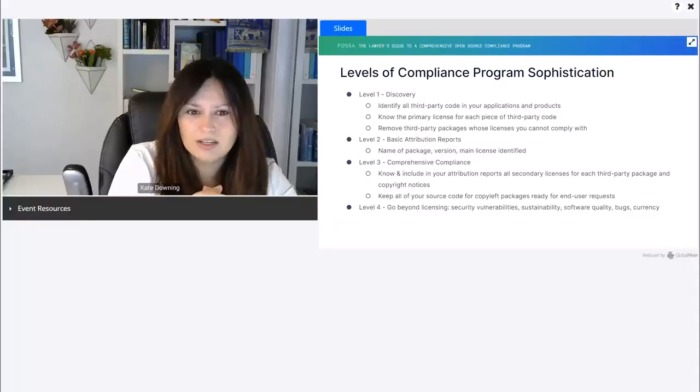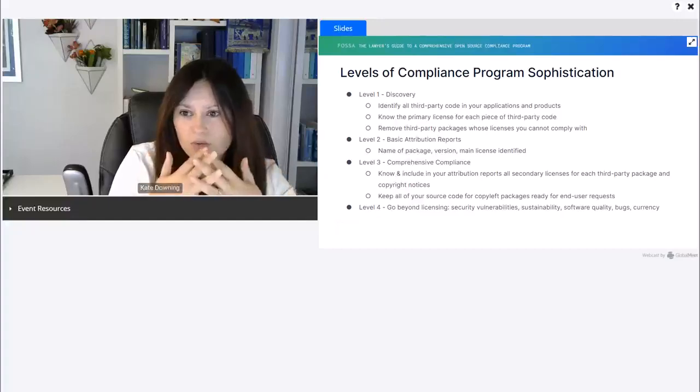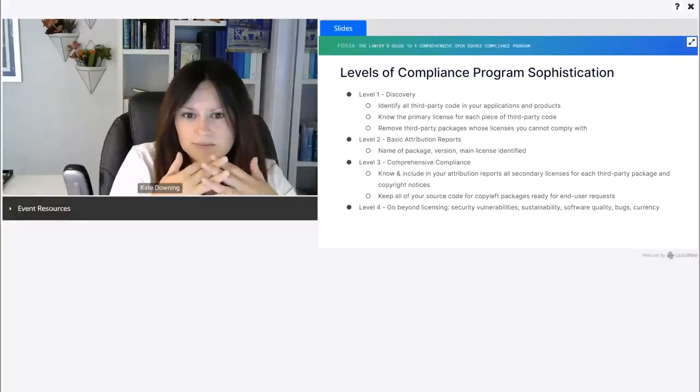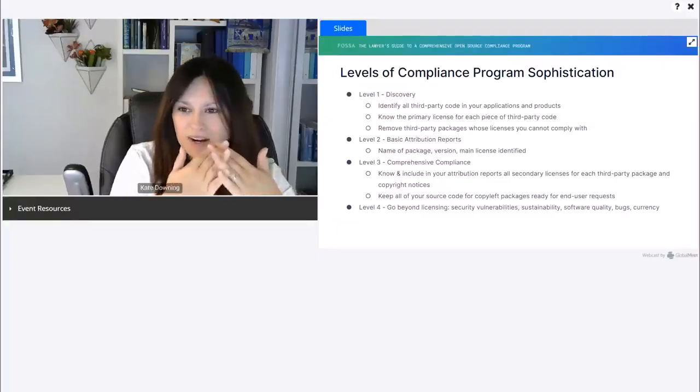And then level 4, so going beyond licensing. I talked in the earlier slide about security really leveraging this process and becoming intertwined with open source compliance so that they really understand the risk that's coming in, not just from their own code and their own engineers, but the external risk that they're accepting. And so I find that very sophisticated processes will do that binding, right?